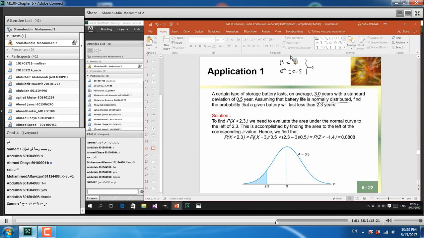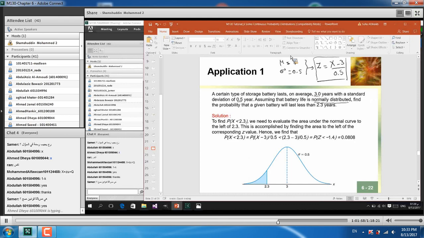From here I know that the Z is x minus 3 over the sigma, which is 0.5. This is the rule I'm following to standardize, to make it a standard, and then find it directly from the table. Can you hear me? My voice is clear? Okay, I thought I disconnected.